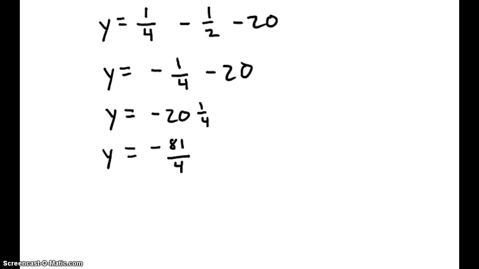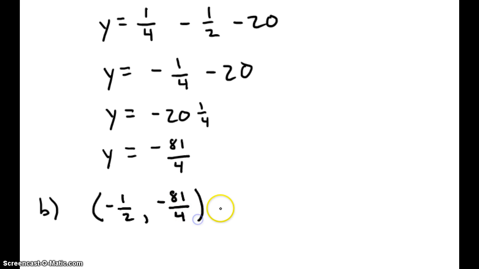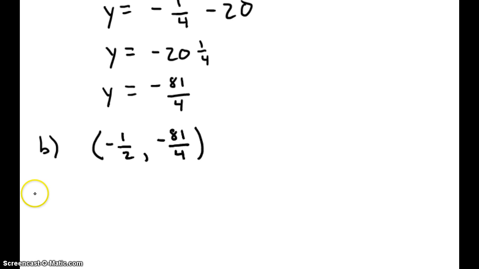So my final answer is, and this again is for part B, my final answer is negative 1/2, comma, negative 81 over 4. These are the coordinates of the vertex. These are not two separate solutions. This is one coordinate. One point, one pair of coordinates.